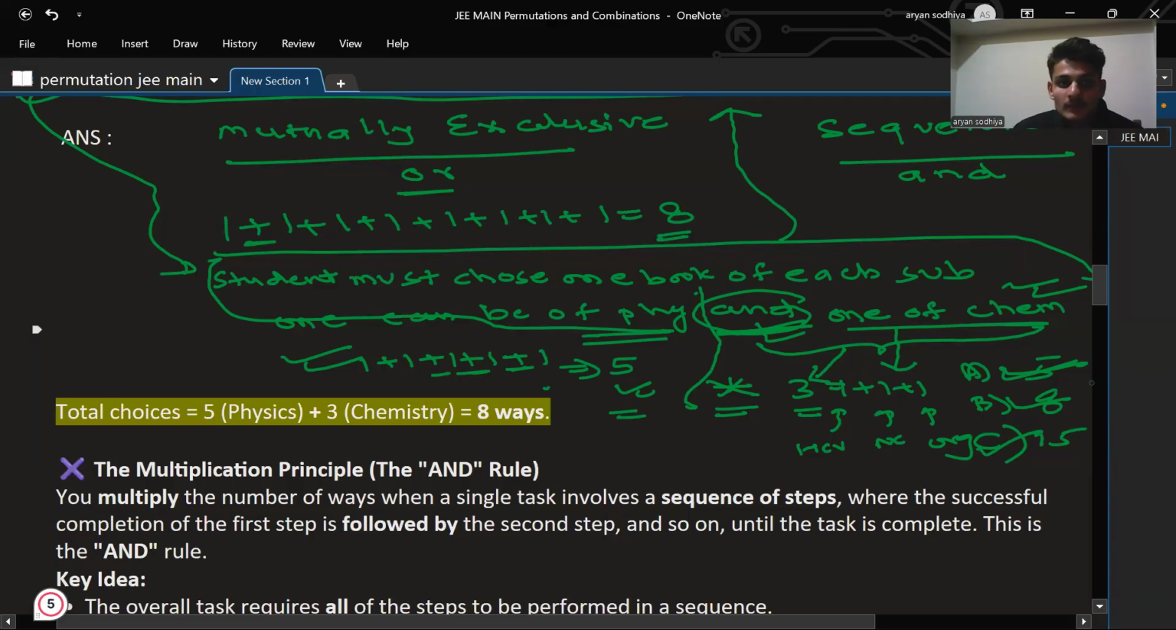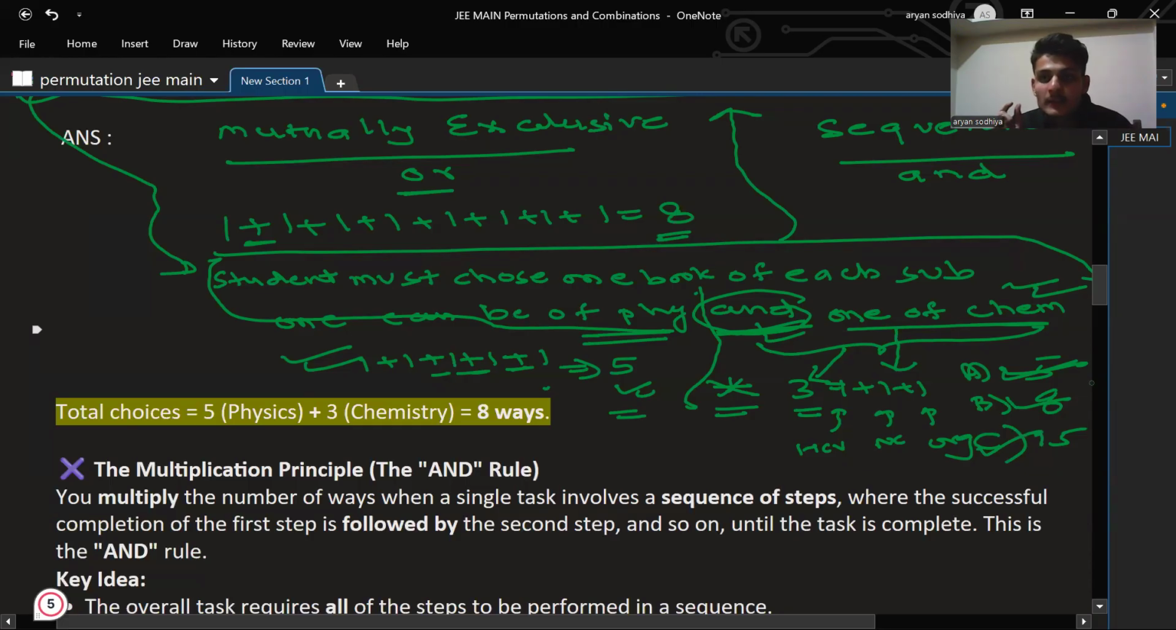Please remember one thing, question reading is very, very important. Note the words "or" and "and". If "or" is there, then you need to add; if "and" is there, you need to multiply. If one task needs to be completed in 5 ways, another task is completed in 3 ways, but your task is to complete both the tasks, then to complete both the tasks, 5 into 3 ways are there to complete the whole task. I hope you got this point. This is a slight difference between "or" and "and".